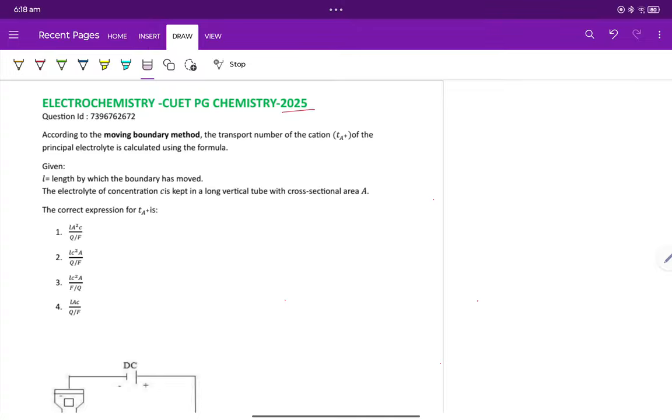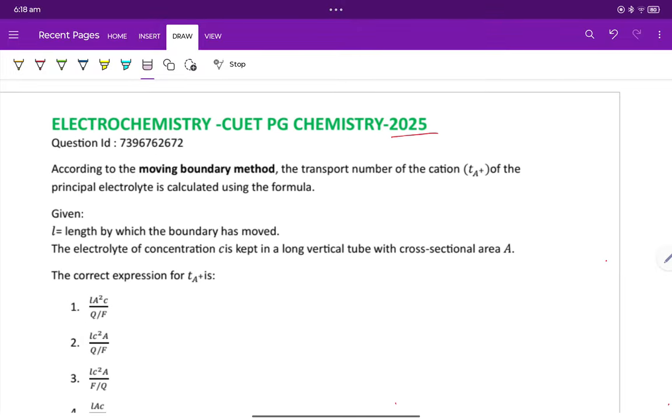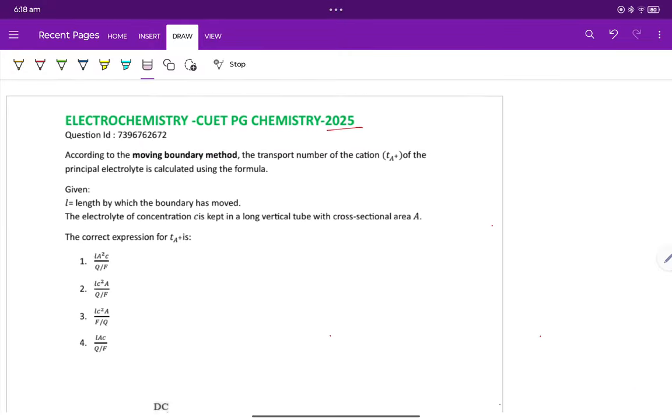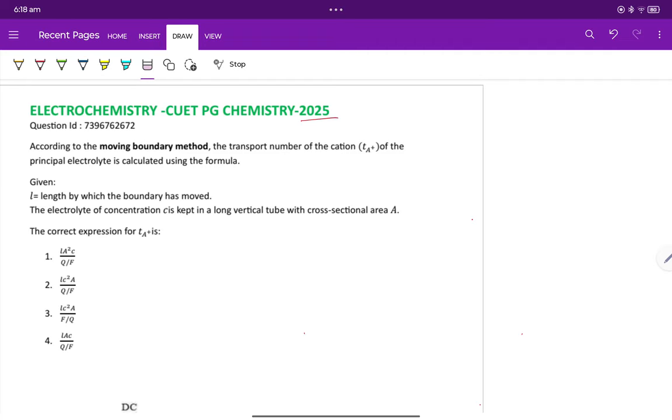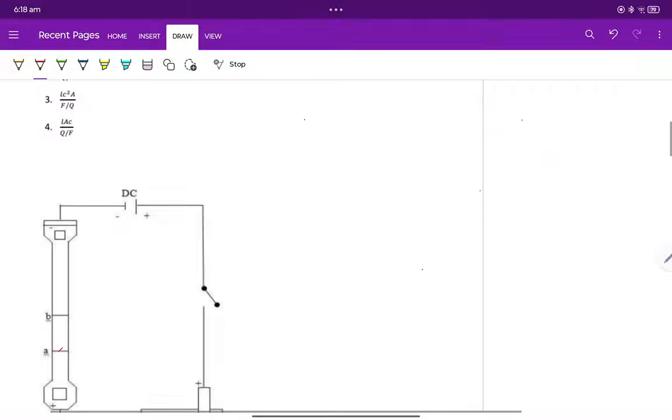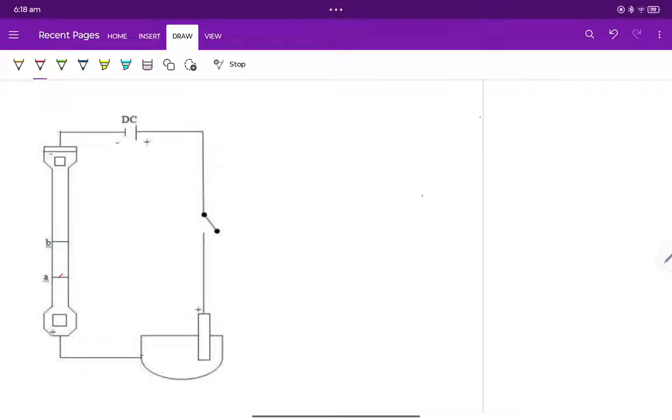As you know, for the determination of transport number, we have two important methods. Which are the two important methods? One is Hittorf's method, and the second one is the moving boundary method. So in the moving boundary method, this is a schematic diagram of that experiment.